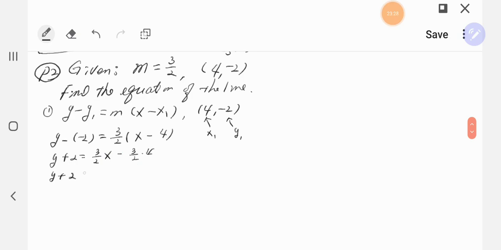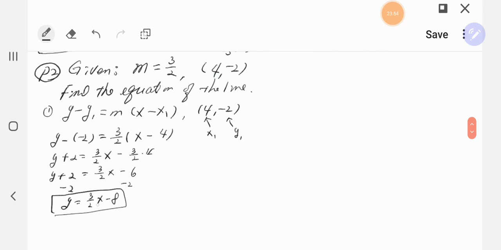Then simplify each term. So 4 divided by 2 is 2, so this will be 6. And then minus 2 each side. Then y is equal to 3/2x minus 8. So this is the equation whose slope is 3/2 and passing through the point 4 and negative 2.